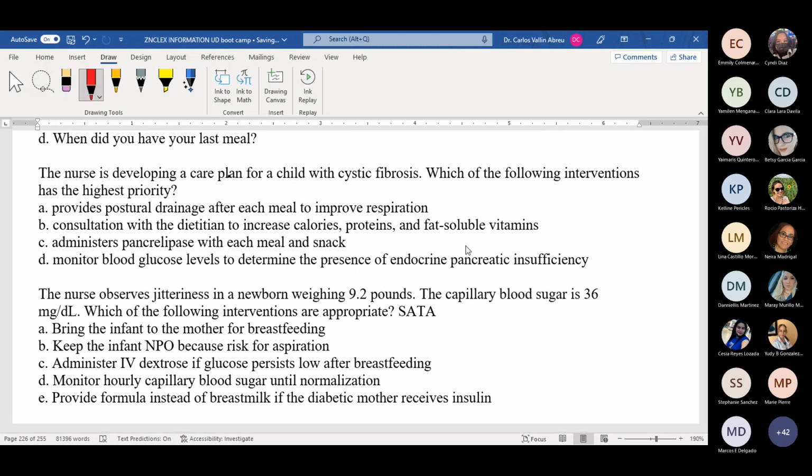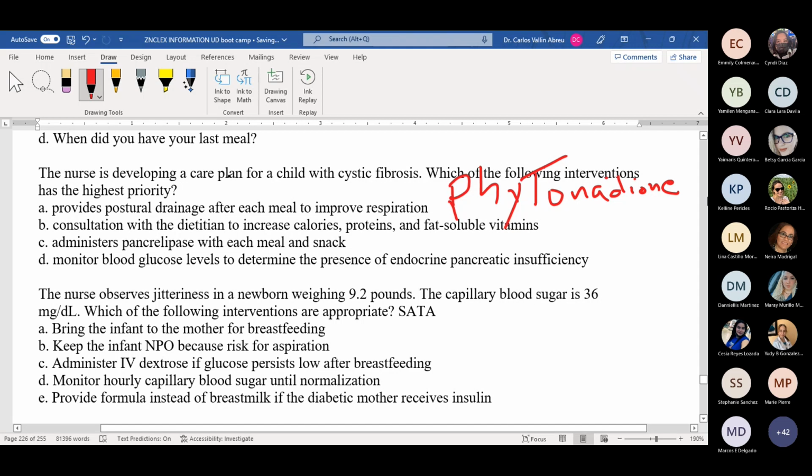Is somebody here that doesn't know the other name of vitamin K? Phytonadione. Okay, if any one of you are not my student and you don't know that the NCLEX uses this name because it's the other name of the active vitamin K, phyto. What a name, no? Instead of saying vitamin K, that is so easy, they use phytonadione. Okay. Good.